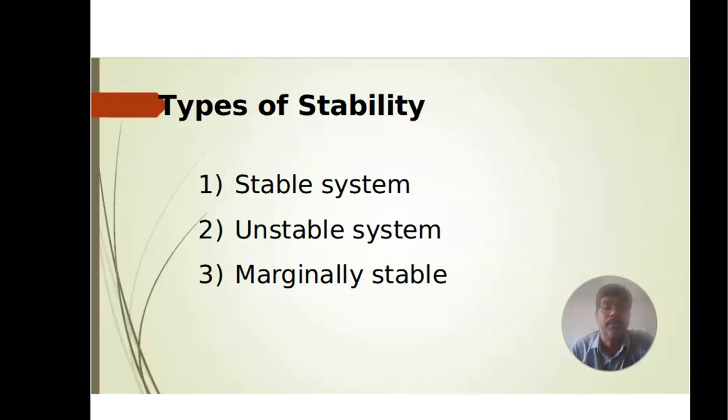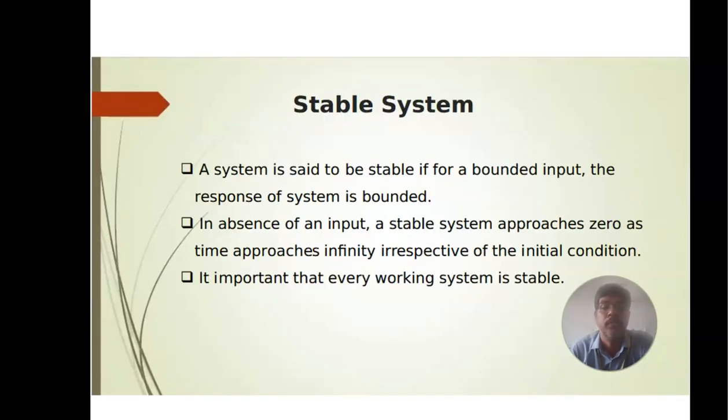There are three types of system based on the stability, that is stable system, unstable system and marginally stable system. What is a stable system? A system is said to be a stable system if, for a bounded input, the response of the system is bounded.